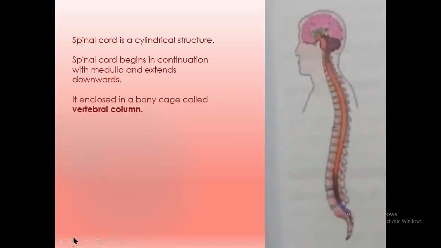What is the spinal cord? The spinal cord is a cylindrical structure, and the spinal cord begins in continuation with the medulla and extends downwards. It is enclosed within a bony cage. This cage is known as the vertebral column.